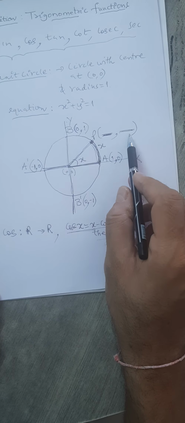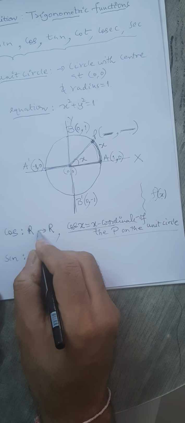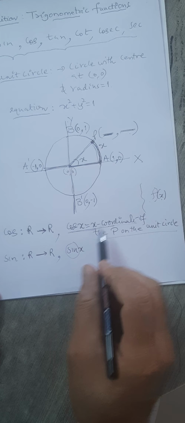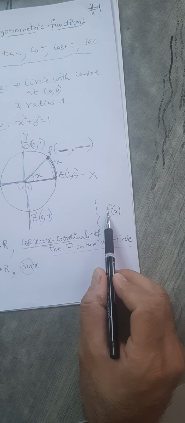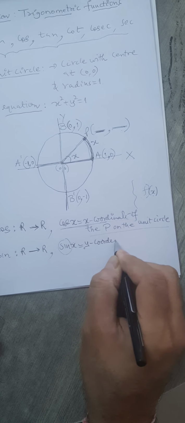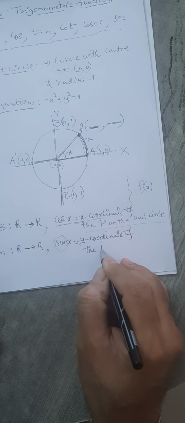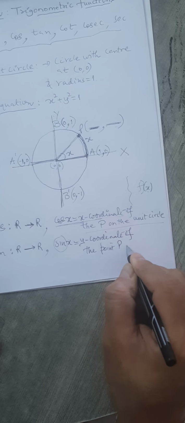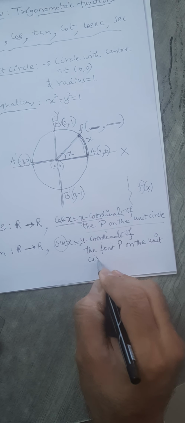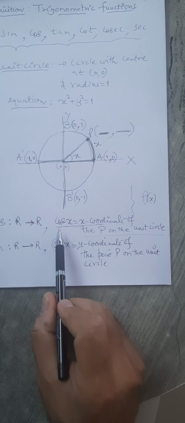Now the second coordinate here, which is known as y coordinate, which is sine function, is a function from R to R, real numbers to real numbers, and sine x. So sine is like f, as I explained here. It's like this f, and x is this x. It is given by y coordinate of the point P on the unit circle, right? So now this way we have definition of cos and sine function.